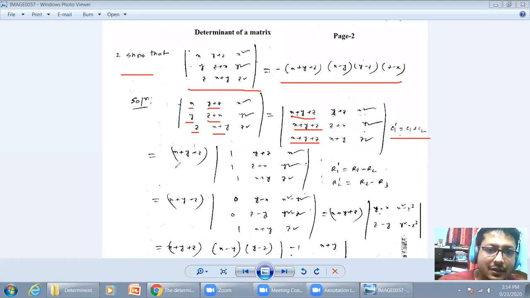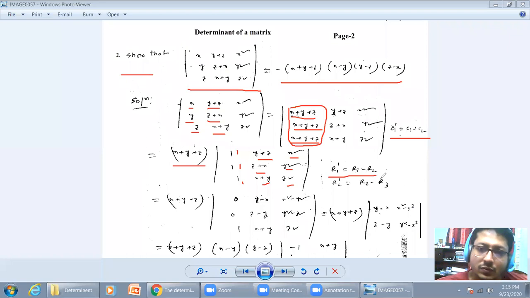We can take x plus y plus z common from this column, outside the determinant, and the rest is the same as the previous part. Then we can apply R1 prime, that means the new row 1 equals old row 1 minus row 2.